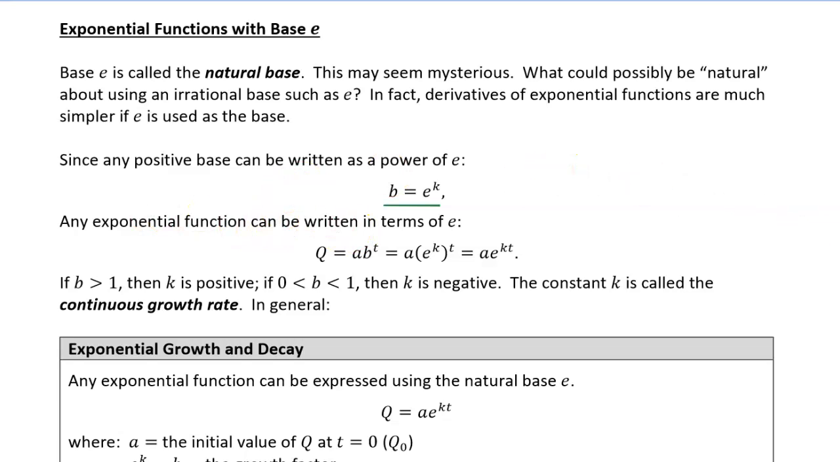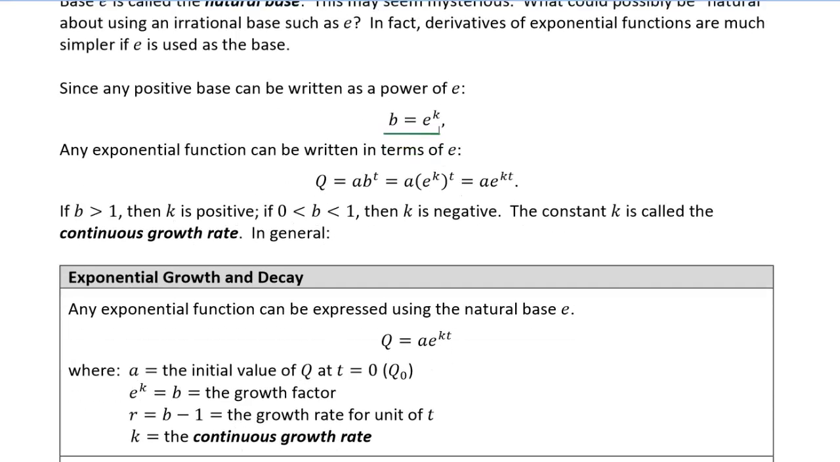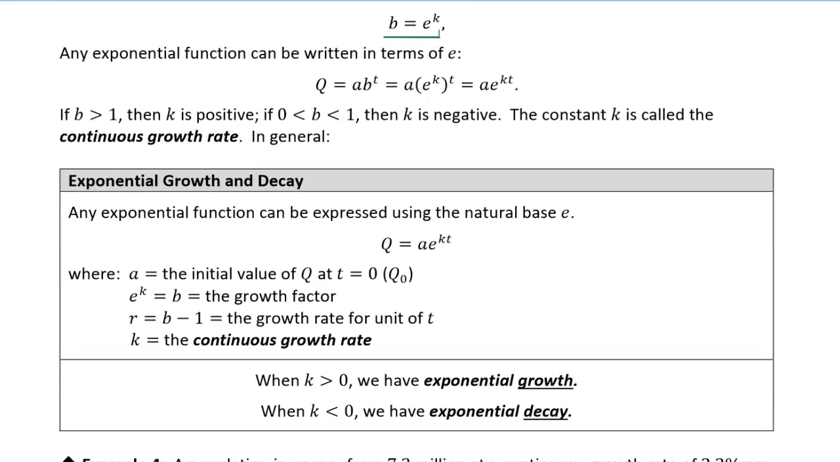The behavior of an exponential function when it's written in terms of e is really similar to what we saw with Q equals a b to the t, right? The behavior is similar, it's just that b is equal to e to the k. So a is still the initial value, the value when t equals 0. e to the k is b, that's our growth factor. r, the growth rate, is just b minus 1, right? So if we know b, then we can find the growth rate for an exponential function. And k is called the continuous growth rate.